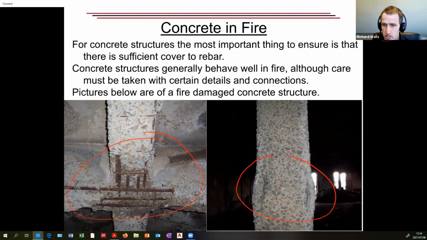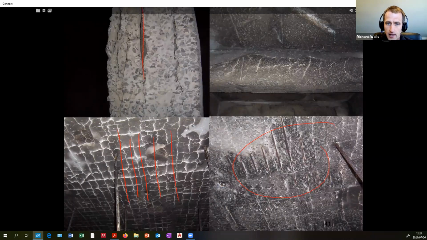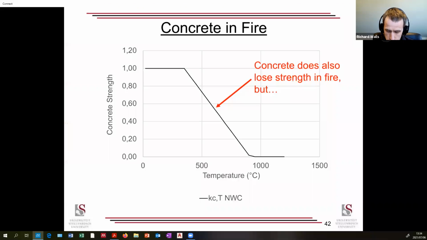None of the connections, because it's monolithic, failed. But you can see the rebar heavily exposed, cracking along all the lines of the rebar, columns buckling. So this was a very severe fire, burned for an extensive period of time, and the structure had to be demolished, where most structures you can put back into operation after damage.